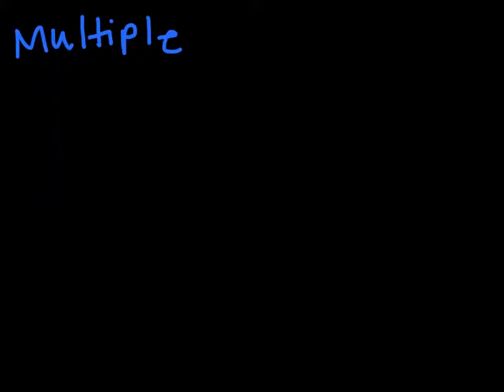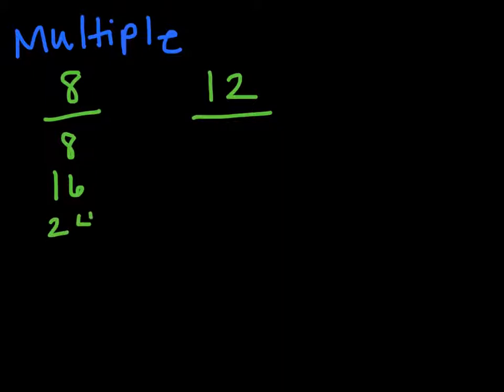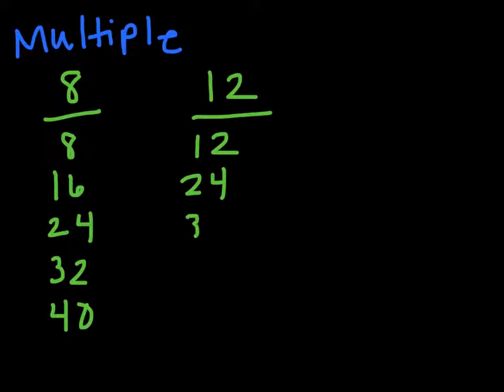For example, let's list the multiples of 8 and 12. The first five multiples of 8 would be 8, 16, 24, 32, and 40. The first five multiples of 12 would be 12, 24, 36, 48, and 60.